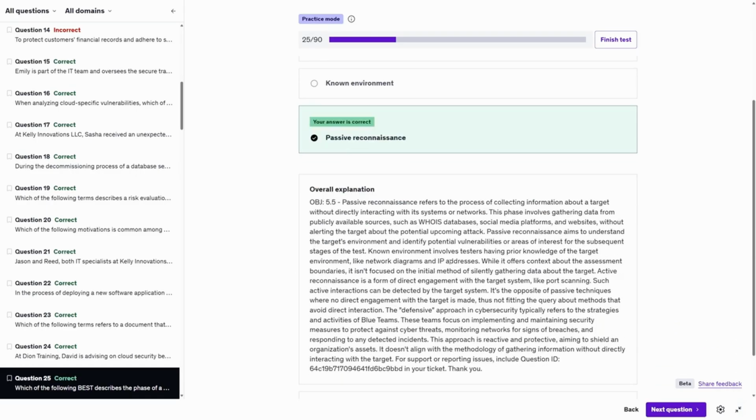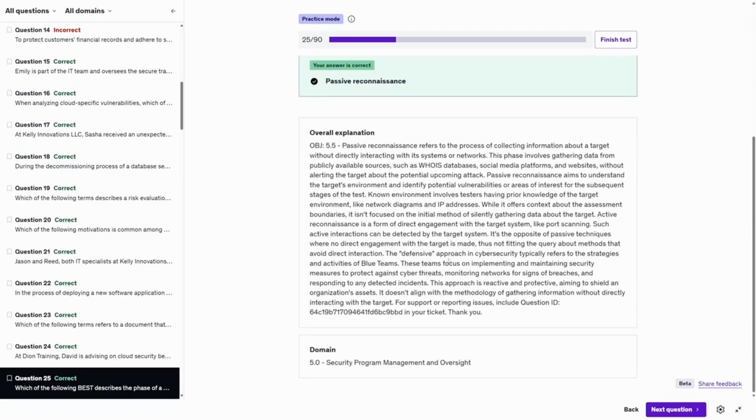Passive reconnaissance refers to the process of collecting information about a target without directly interacting with its systems or networks. This phase involves gathering data from publicly available resources such as the Whois database, social media platforms, and websites without alerting the target about the potential upcoming attack. Passive reconnaissance aims to understand the target's environment and identify potential vulnerabilities or areas of interest for the subsequent stages of the test. I'll leave up the explanation for an extra few seconds.